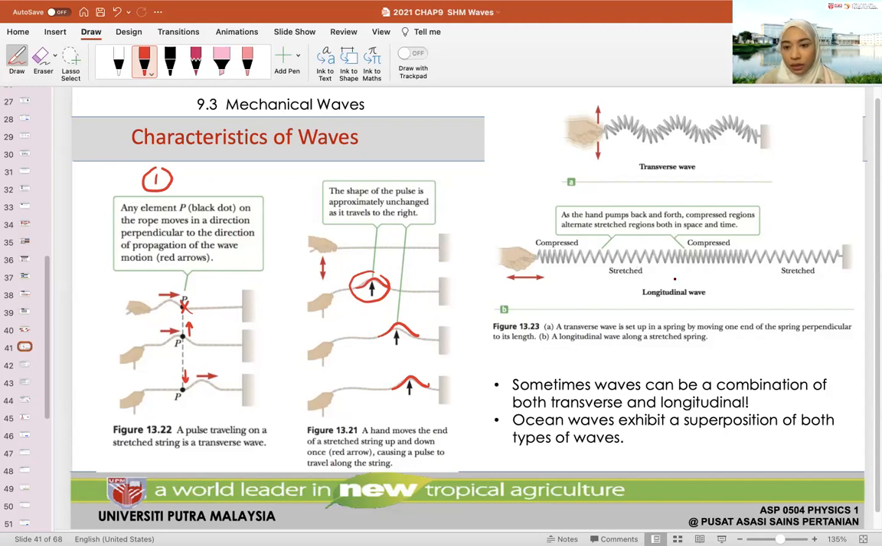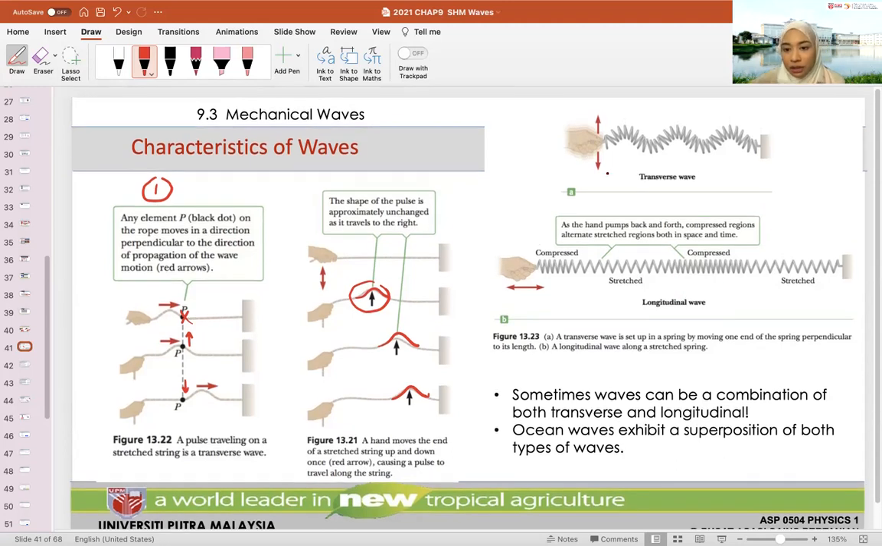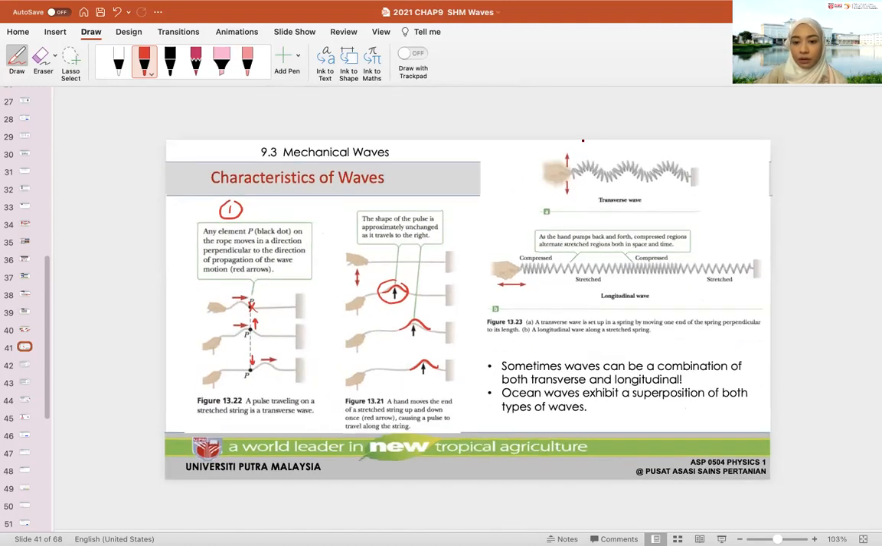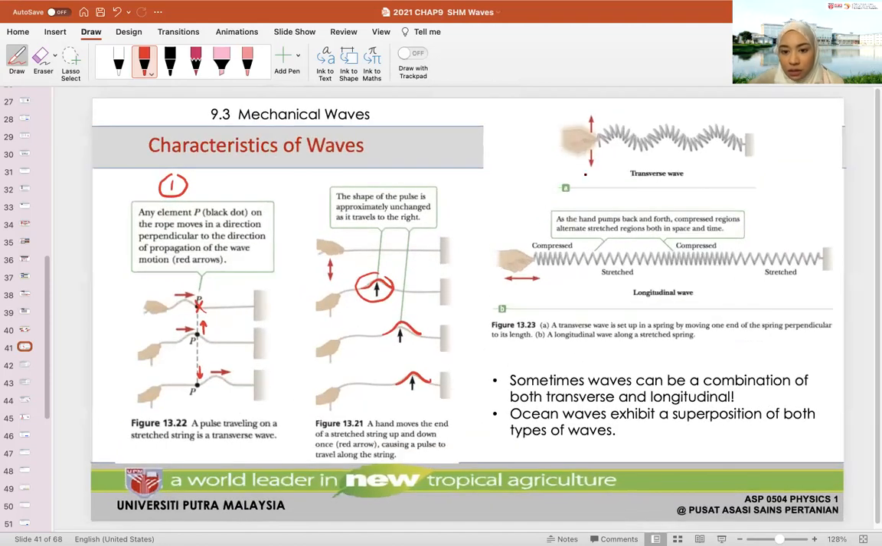Okay, so next one, longitudinal. Oh sorry, there's still more transverse here. Let me make this smaller. Can't see. Okay, so this is a transverse wave of a spring. So you are doing an up and down motion. This guy moves like this. The spring goes up and down, but the wave travels to the right. We know this.